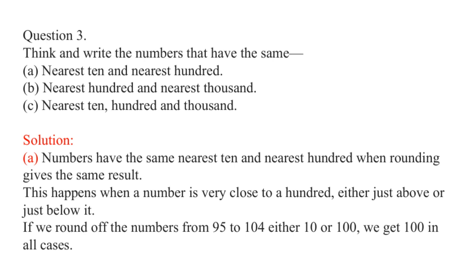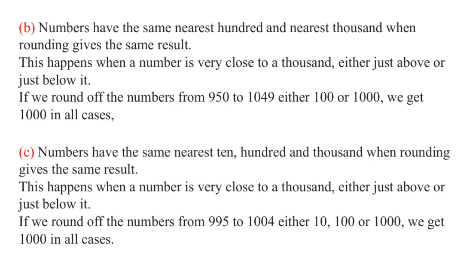Let's look at when rounding to different place values gives the same result. This happens when a number is really close to 1,000, just a bit above or just a bit below. For example, if you round any number between 995 and 1,004 to the nearest 10, 100, or 1,000, you'll always end up with 1,000. Similarly, numbers from 950 to 1049 round to 1,000 whether you round to the nearest hundred or thousand. It's a neat overlap that shows how rounding zones work.